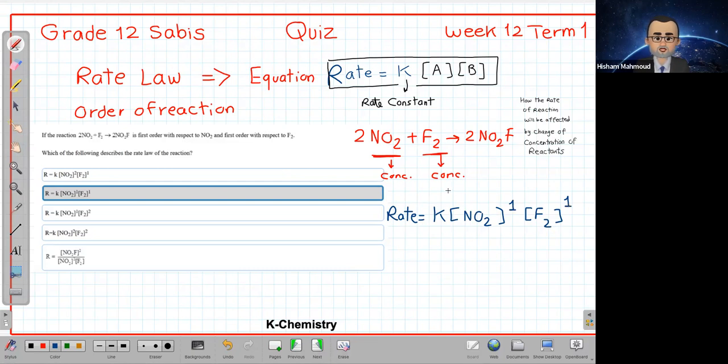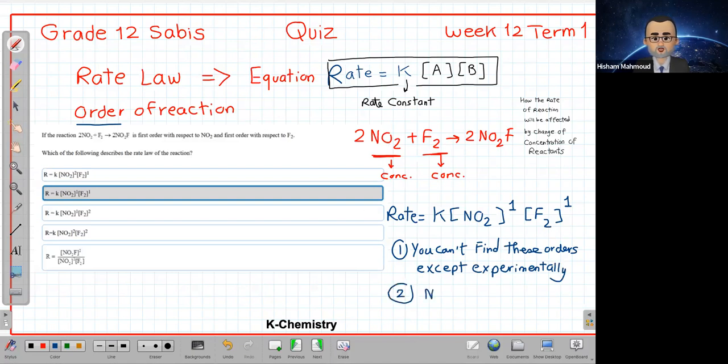You have to take care of two things. The first thing: you cannot find these numbers, which we call the order of the reaction with respect to this reactant and this reactant, except experimentally. The second very important thing is that these orders are not related at all to the coefficients.